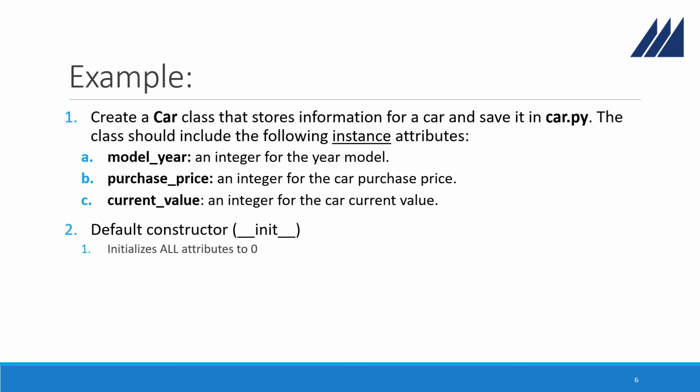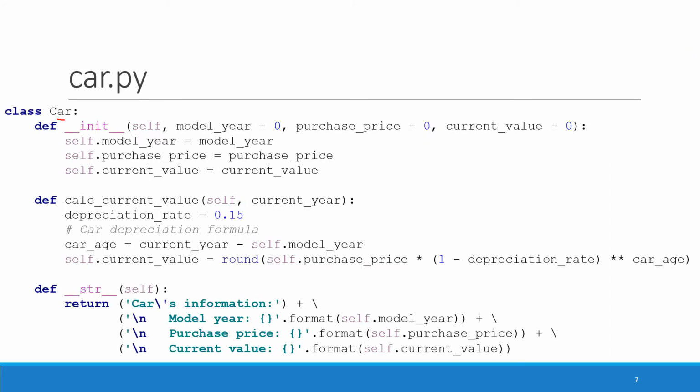So here's an example. Let's assume we have a class car, and the car has different attributes. It has the model year, the purchase price, and the current value, and then we have the default constructor, or the init function, which initializes all the values to 0. Here's the definition. I can have a file, and I call the file, for example, car.py, short for Python, and then I define my class by itself.